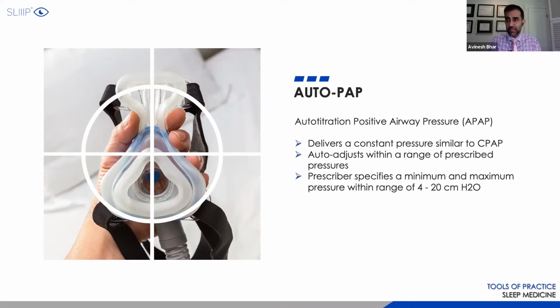So whether you're in REM sleep, side sleep, back sleep, or just about to fall asleep, it will titrate that up gradually. And generally, I will start most of my patients between 4 to 20 centimeters of water and let the machine do its magic.